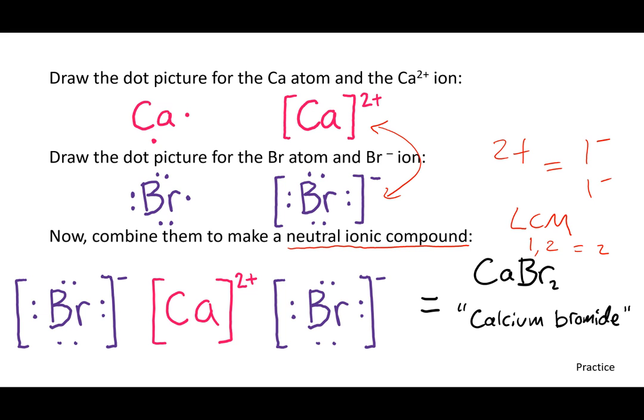So, combining these, I just drew it this way for it to make logical sense. This negative charge takes care of one of the positive charges from calcium, and this negative charge takes care of one as well. So at the end of the day, the formula is going to be CaBr2 because you need 2 bromines for every 1 calcium, and that is called calcium bromide.